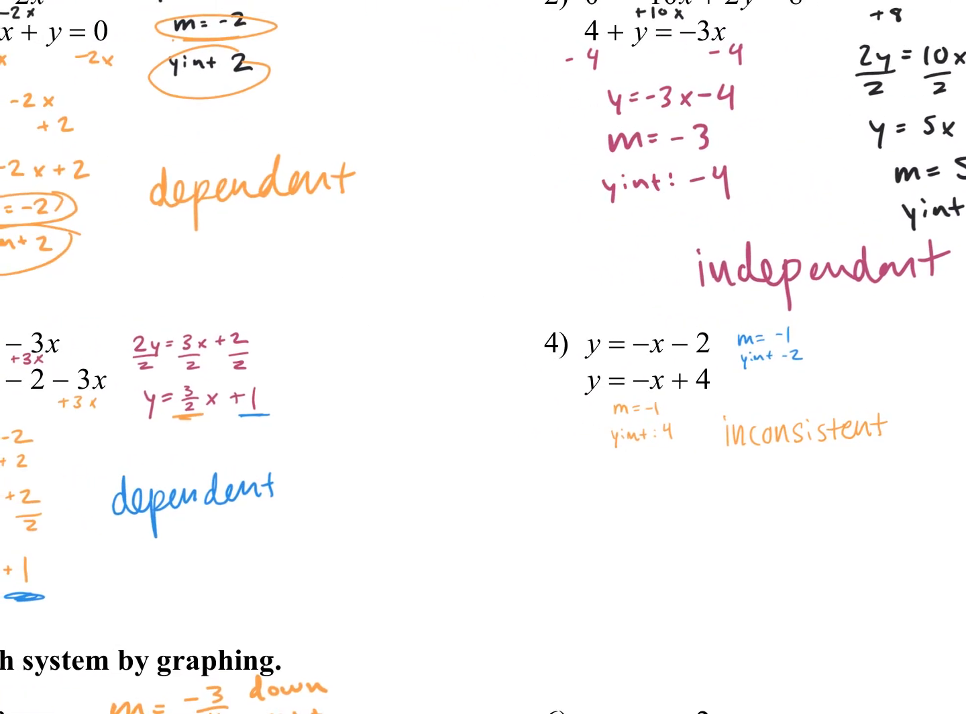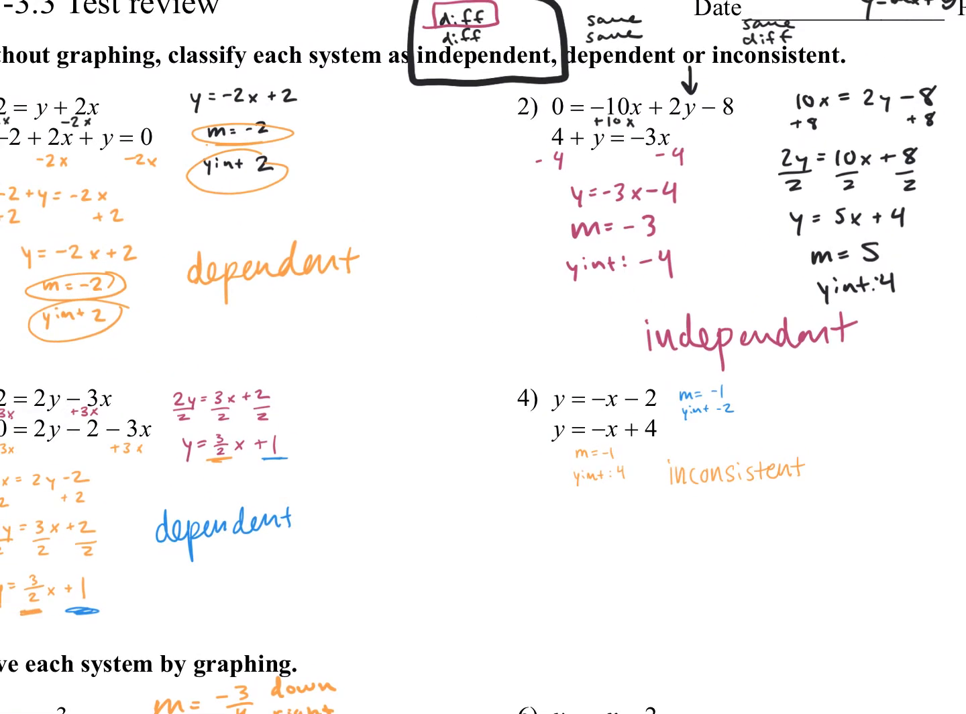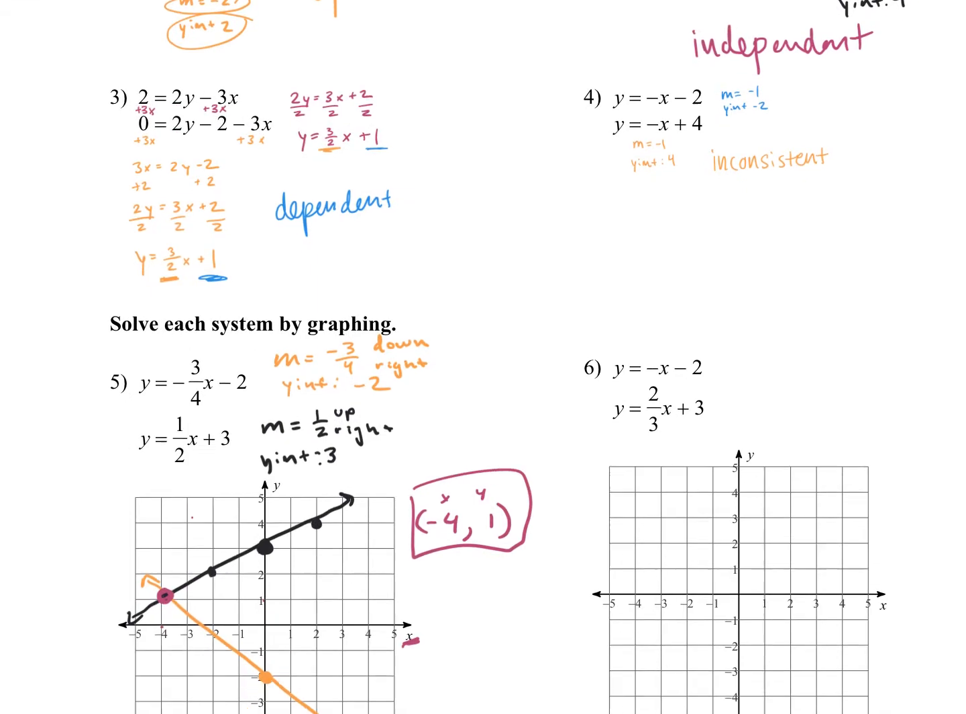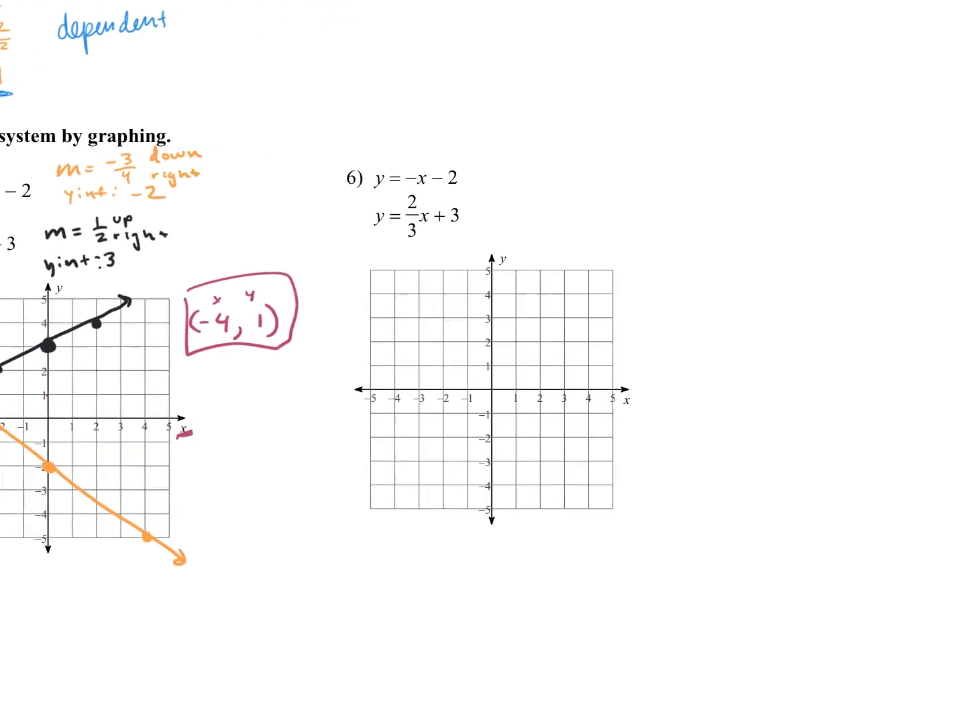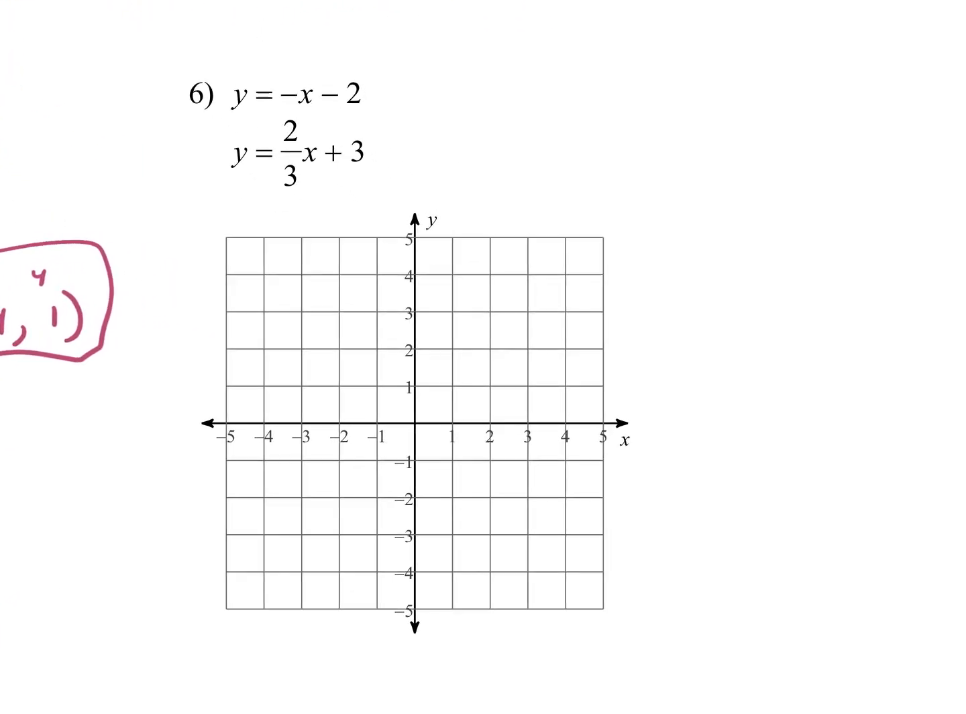Any questions from this first section? Awesome. So we did number 5 together, so let's look at number 6. In my first equation, what's my slope? Negative 1, and what's my y-intercept? Negative 2. Come on, guys, wake up.